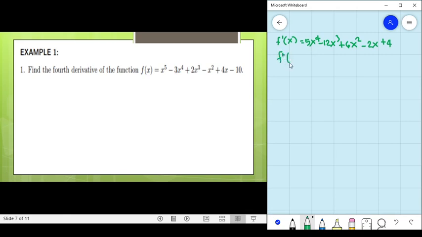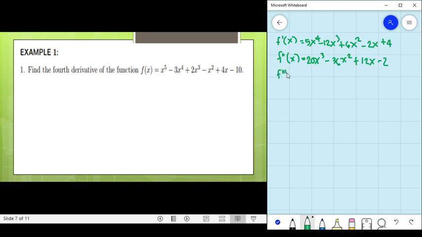Next is to find the second derivative of f of x. The second derivative of f of x should be the derivative of this. So therefore, it should be 20x cubed minus, the derivative of this one is negative 36x squared, plus the derivative of this is 12x, and the derivative of this is negative 2, and the derivative of 4 is 0.